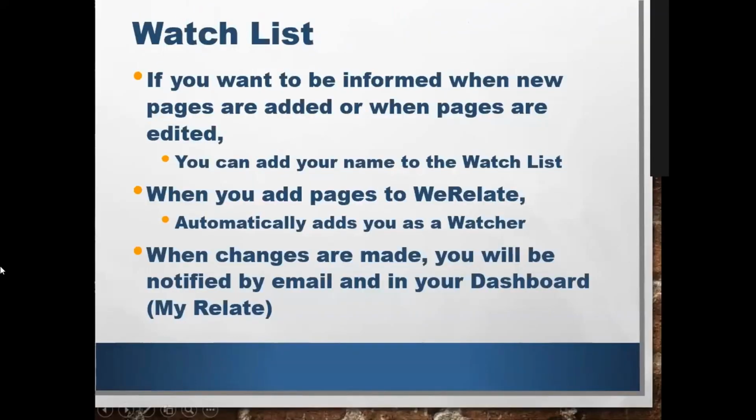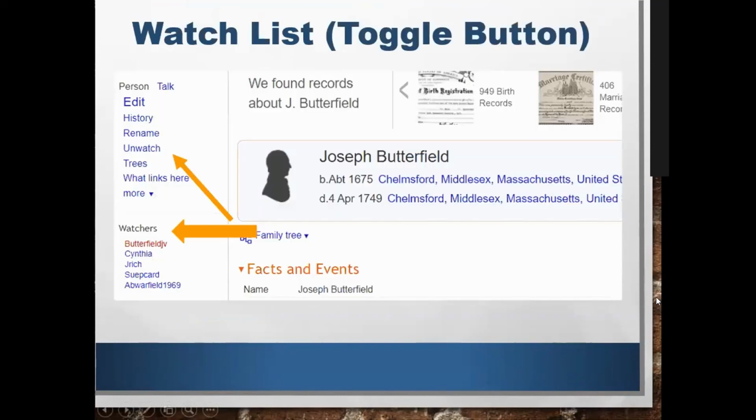And you also get added to a watch list if you create pages, or you can add your name to a watch list. If you find that you've got family member out there, you can add your name to a watch list, and it will let you know when there's new pages being edited in there, or if other people are adding something that connects. And so, okay, here's Joseph Butterfield, and here's the on watch. So if I'm here and all of a sudden I find out he's not really mine, I can hit the on watch and my name will disappear.